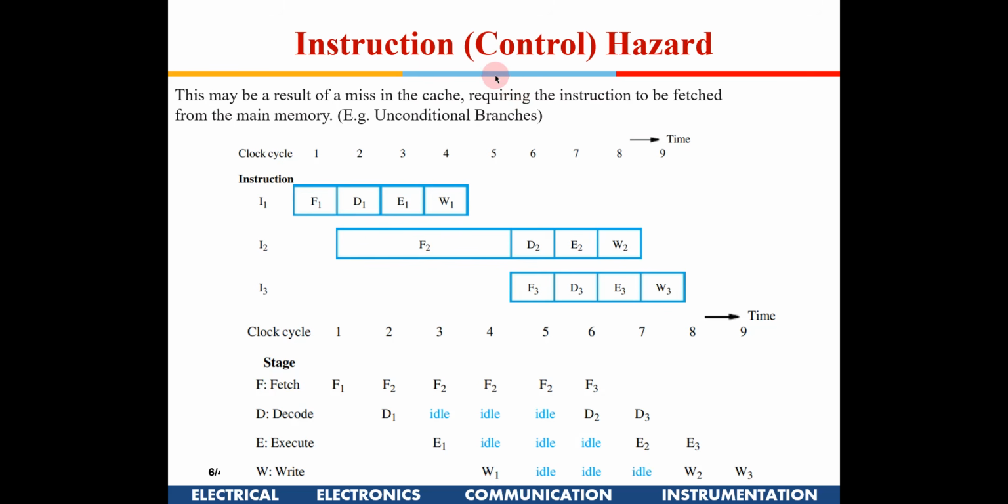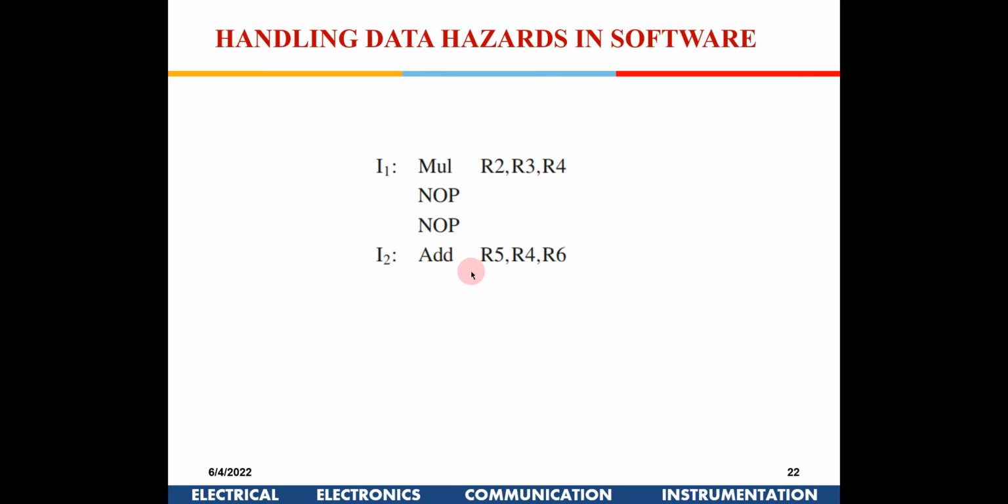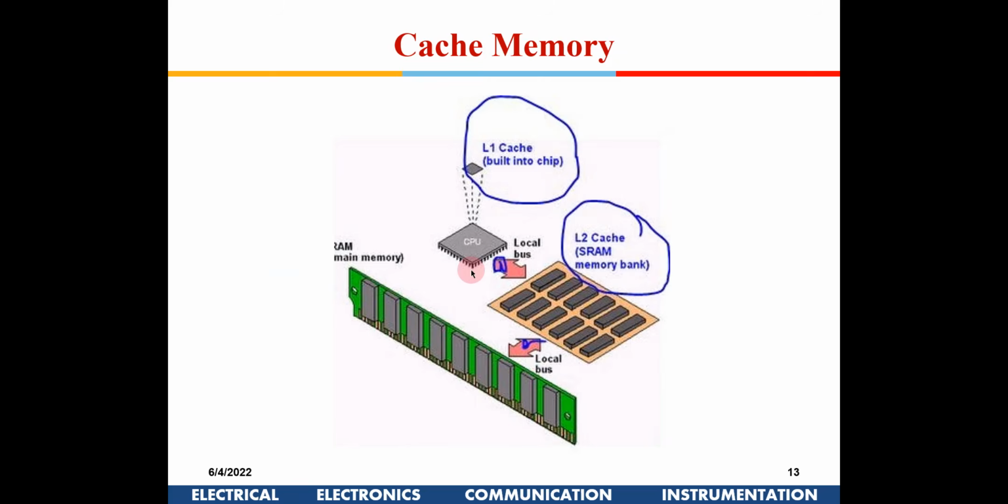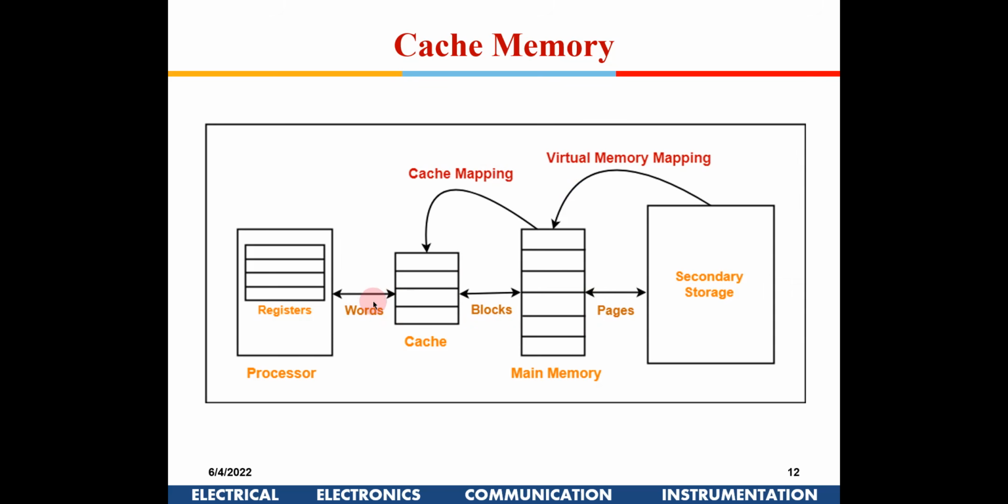Now similarly you could have an instruction hazard also. Generally it happens if you miss a cache. Now what is missing a cache? If I go back to the cache memory, not necessarily when I am running a program will the particular data or instruction be in the cache memory. Many times it will happen that when you are encountering some instruction, the next instruction may not be available in a cache.